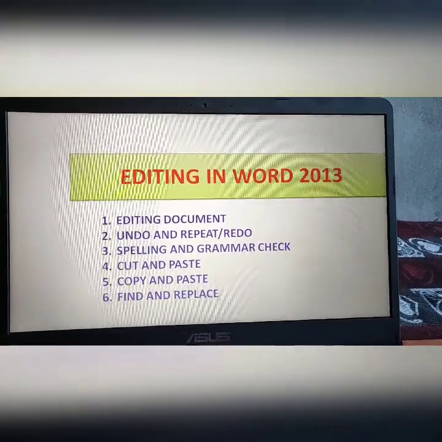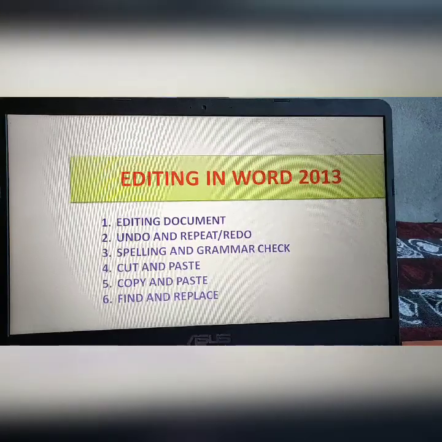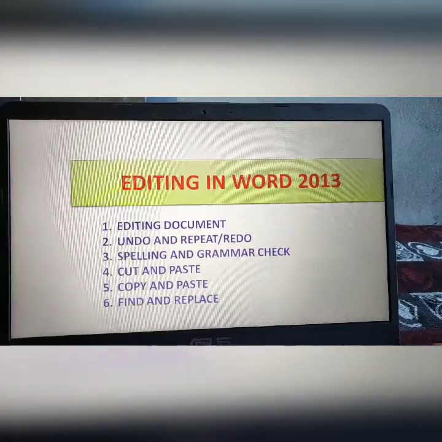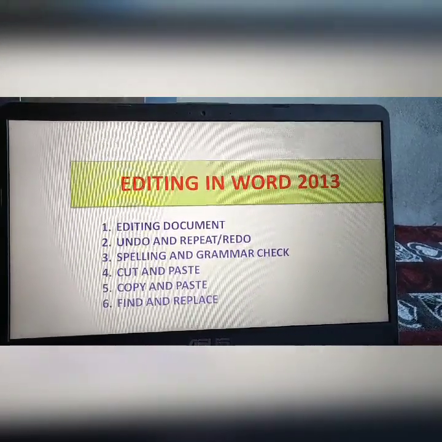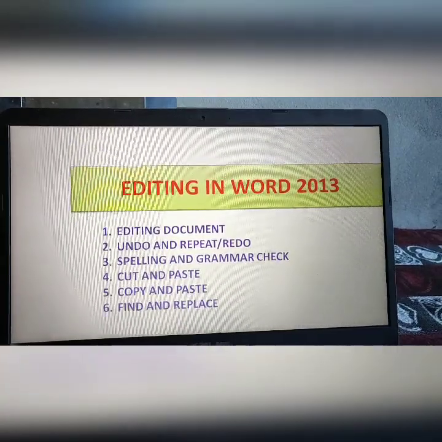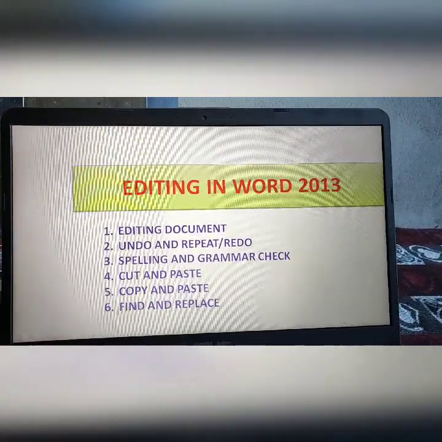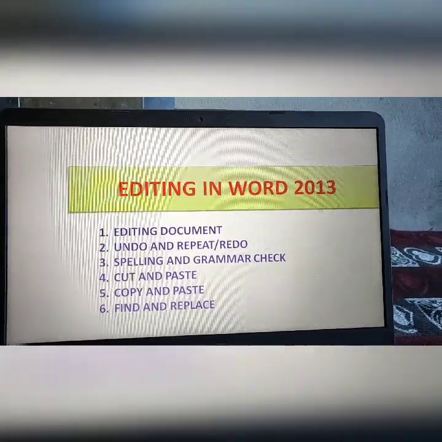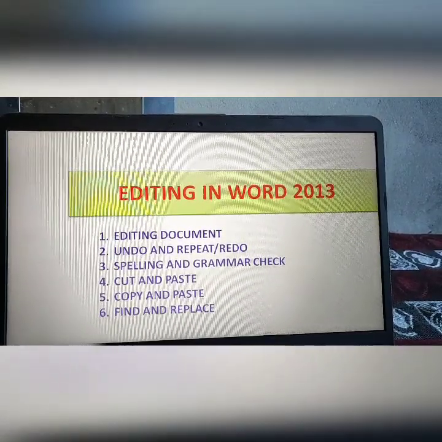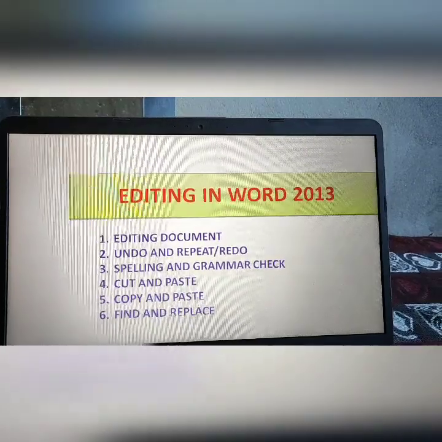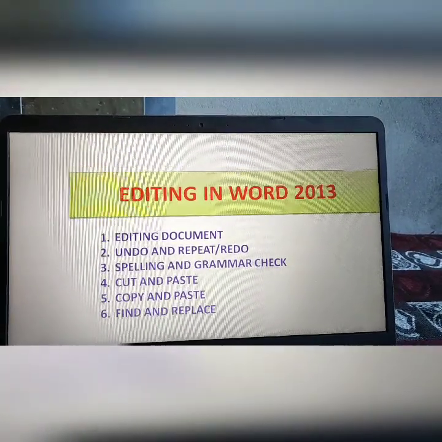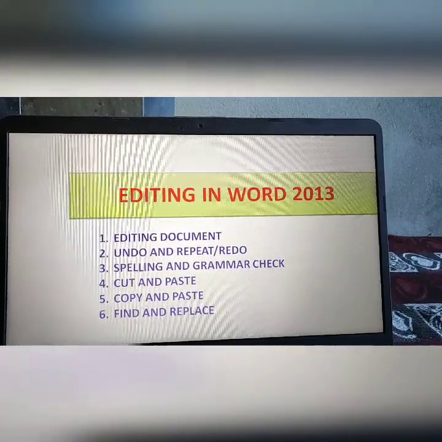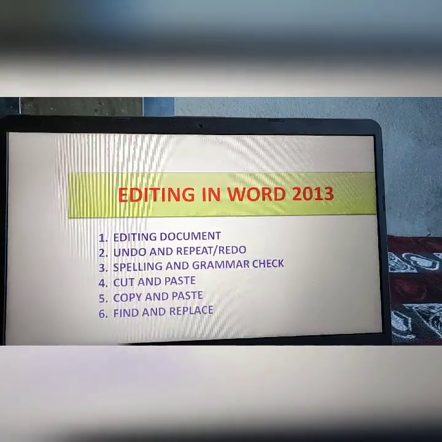So cut and paste, copy and paste, find and replace, this I will discuss in another video. Okay, so today I will explain editing document. Here we will learn what is document, what is editing document, undo, repeat and redo command. These are the main commands of editing document. So what is undo, repeat and redo we will learn here. And the third one is spelling and grammar check. This is one of the main editing commands in Microsoft Word. And here we will discuss the basic concepts of cut, copy and paste.